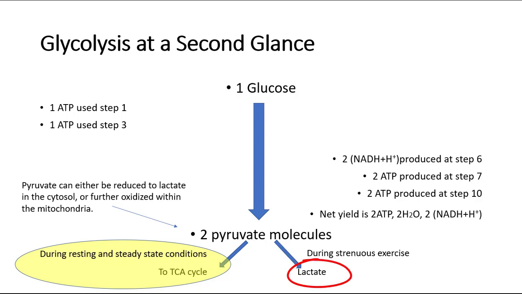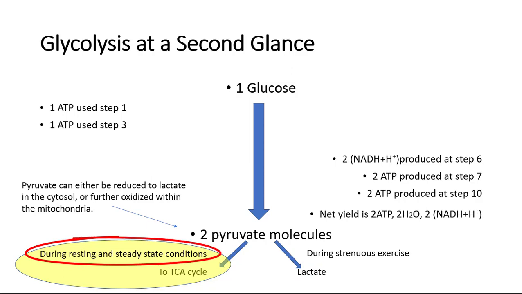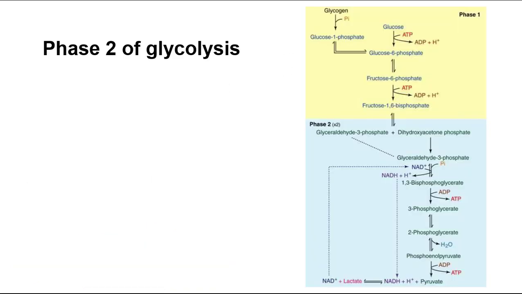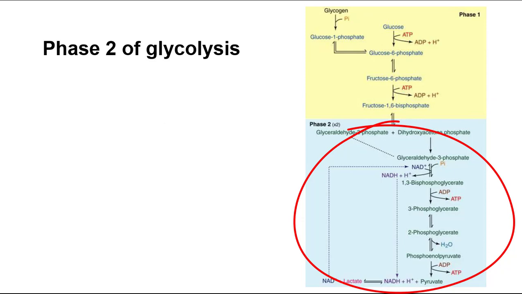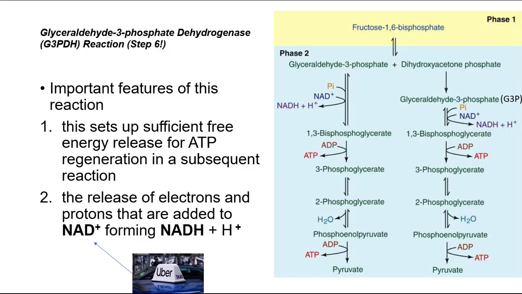Now let's look at resting and steady-state conditions. There are phase 1 and 2 of glycolysis. We focus on phase 2 of glycolysis. Remember, I said the most important and busiest step is step 6 of glycolysis, right? Step 6 is the glyceraldehyde 3-phosphate dehydrogenase reaction. This is an extremely important reaction of glycolysis.